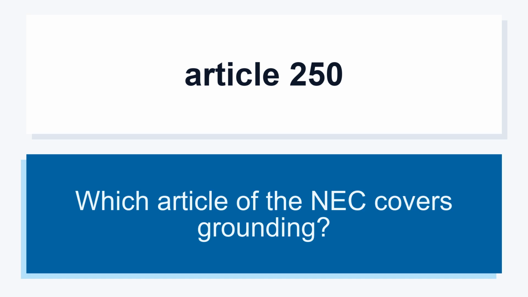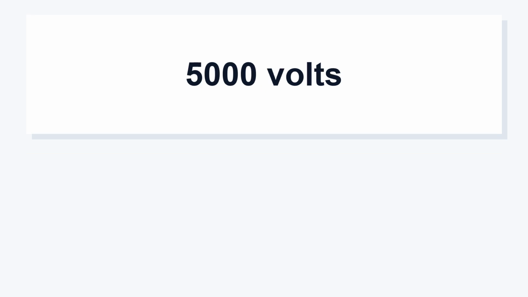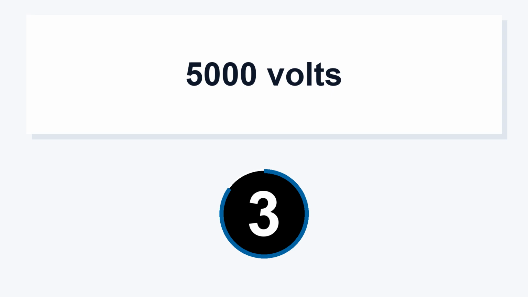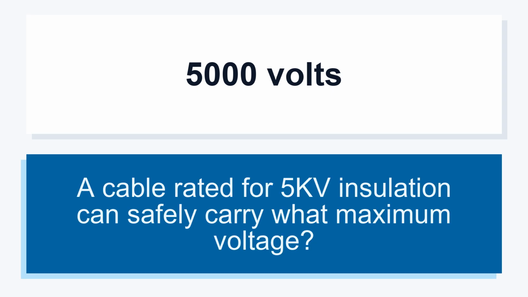Which article of the NEC covers grounding? 5,000 volts. A cable rated for 5 kV insulation can safely carry what maximum voltage?